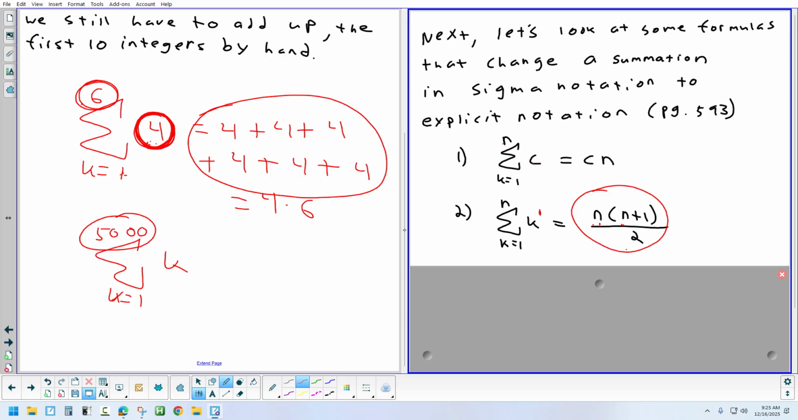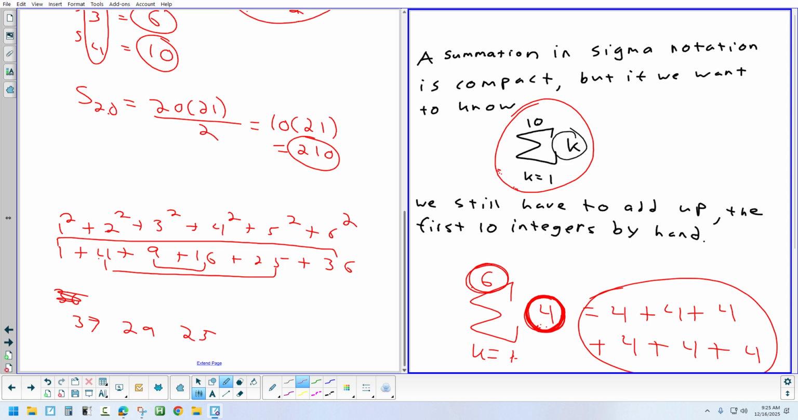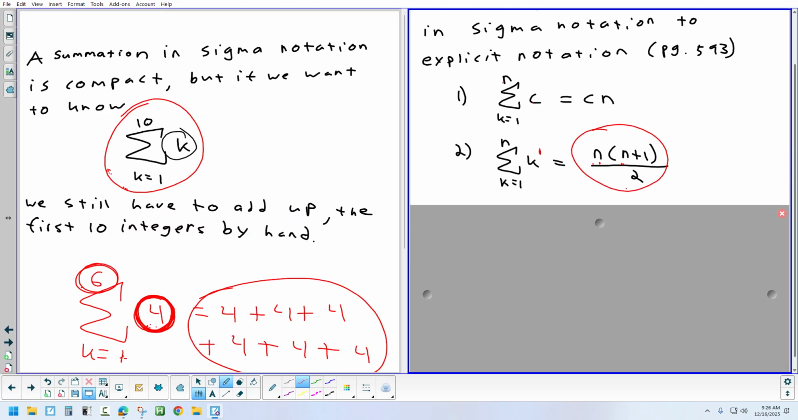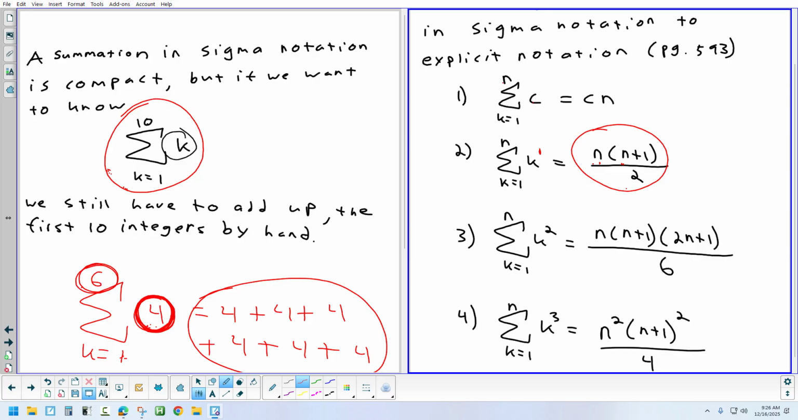The one that I gave you, where was it? Right here. 1 squared plus 2 squared plus 3 squared. You're adding up numbers to the second power. There is a formula for that. I did write it down. But we're not going to look at that. And there's also a formula for adding up numbers to the third power: 1 cubed plus 2 cubed plus 3 cubed plus 4 cubed. You can come up with a formula for adding up anything you want. But the only two that we're going to focus on are those first two.